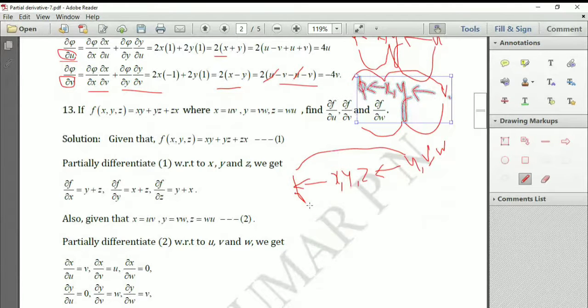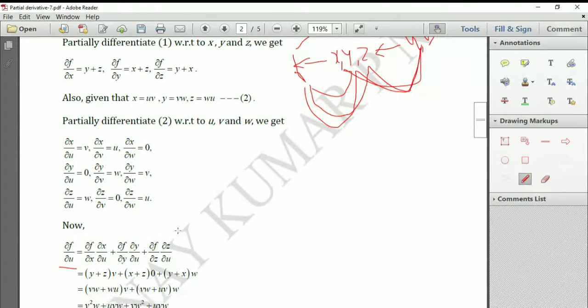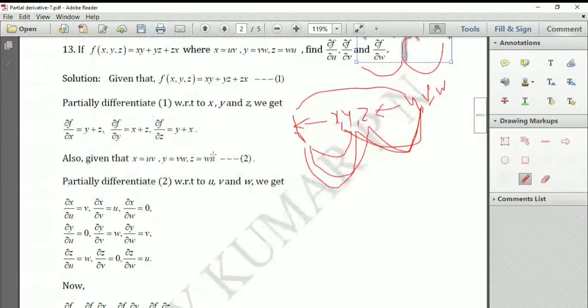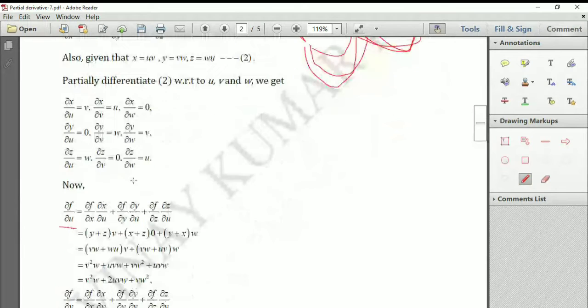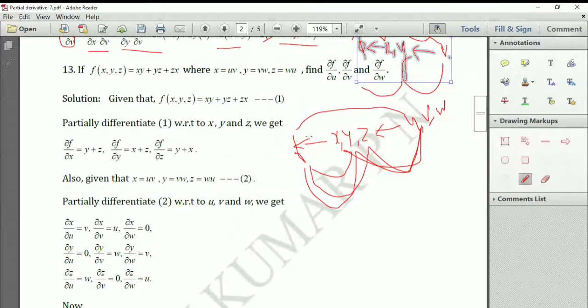Yes, dou f by dou u is equal to dou f by dou x into dou x by dou u plus dou f by dou y into dou y by dou u plus dou f by dou z into dou z by dou u. Because your f is a function involving 3 variables, you will get like this. Similarly, what is the partial derivative of f with respect to v? Dou f by dou x into dou x by dou v plus dou f by dou y into dou y by dou v plus dou f by dou z into dou z by dou v.